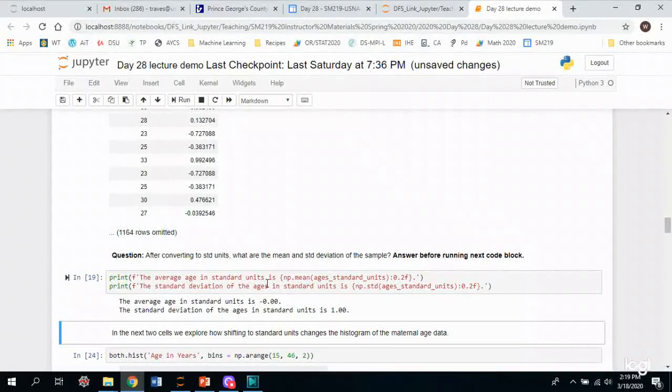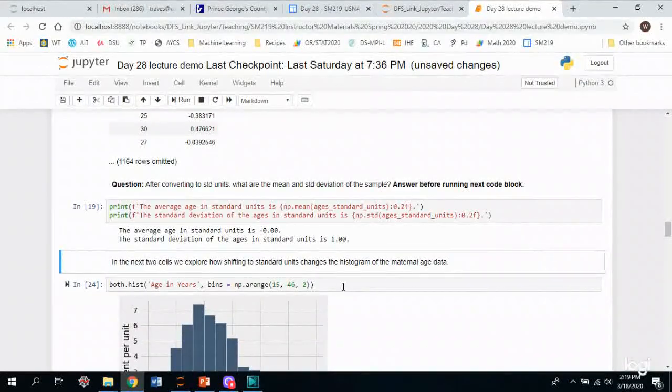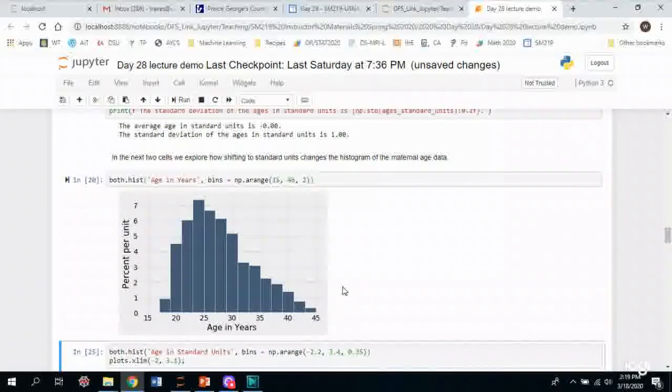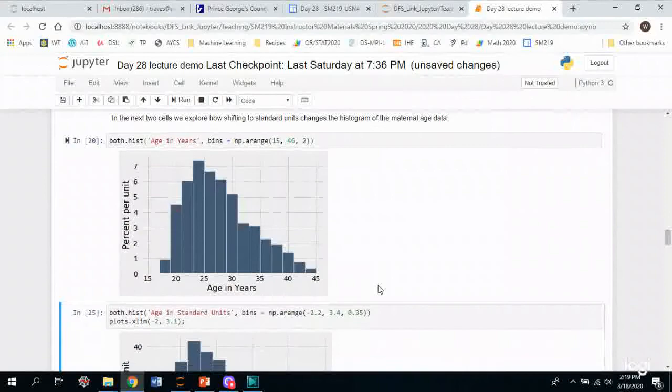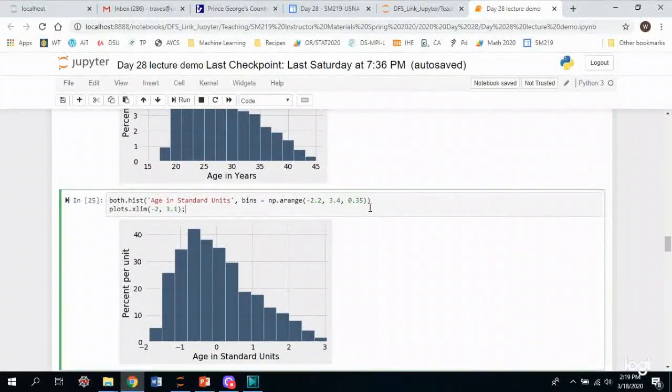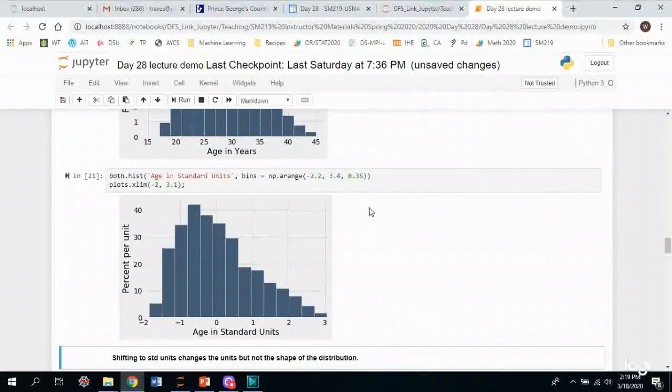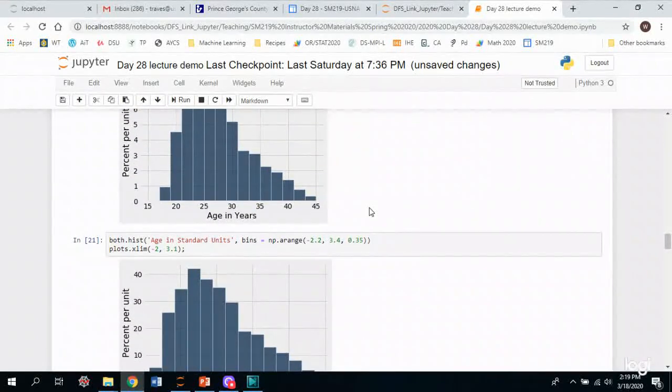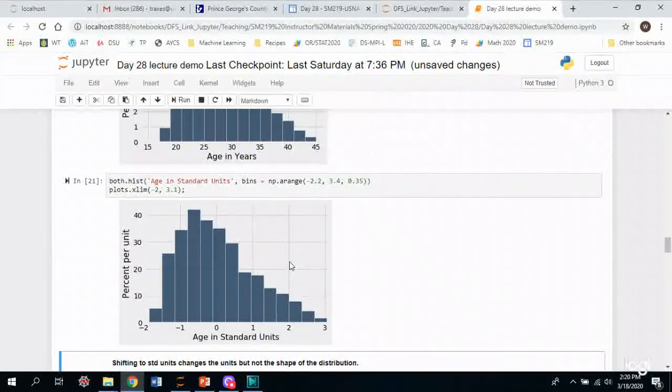In the next two cells, we'll explore how shifting to standard units changes the histogram of the maternal age data. Here's the ages in regular years. We see that tailing off to the right. And here's the histogram of the age in standard units. It should look exactly the same as the histogram for age in years. The only thing that's changed are these units here on the x-axis. Shifting to standard units changes the units, but not the shape of the distribution.